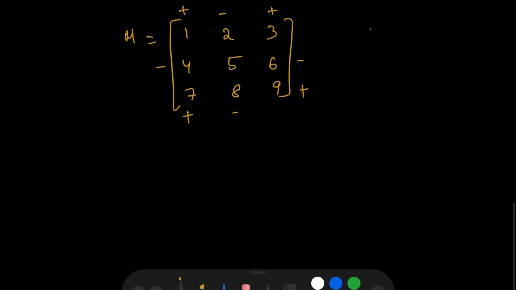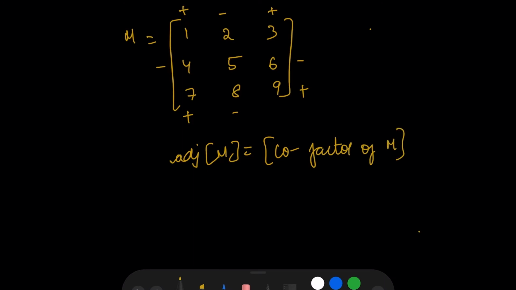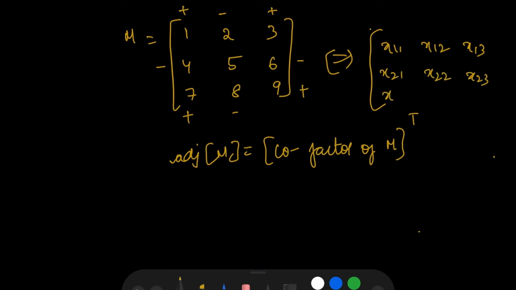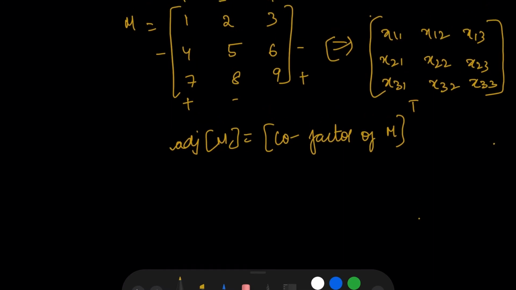Right. So similarly, even if you wanted to find the adjoint of this matrix, it is similar. You have to find the cofactor matrix of this, and then take the transpose of it. So first you have to find the cofactor matrix of M, and then take the transpose. So this matrix can be represented as x11, x12, x13, x21, x22, x23, x31, x32, x33. Right. So how do you find the cofactor matrix?